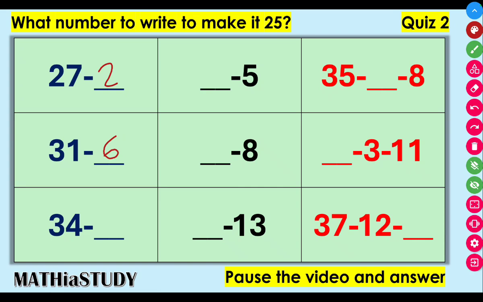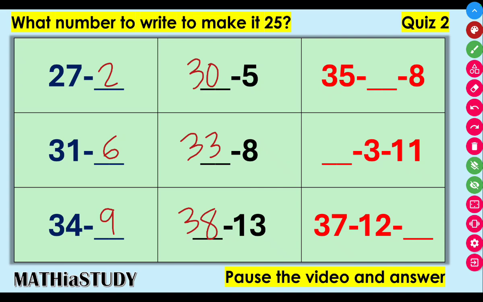is 25. 34 minus 9 is 25. 30 minus 5 is 25. 33 minus 8 is 25. 38 minus 13 is 25.